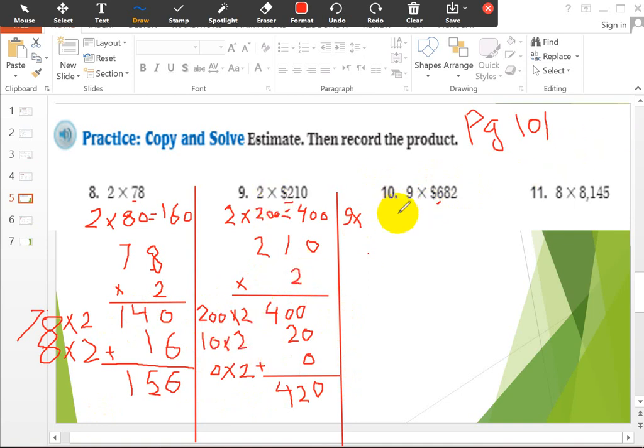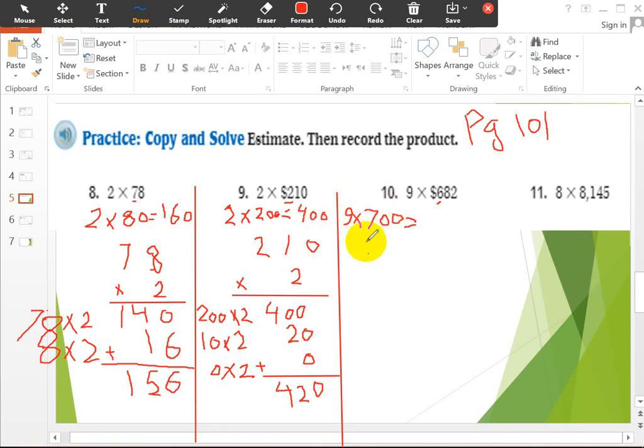Now, 9, here before 6 I have 8. So 8 is larger than 5. That means I will add 1 to the hundreds, so it will be 7. And the digits before it will be 0. I will repeat the hundreds when we finish the estimation. Now, if I want to multiply 7 or 9 by 700, I have to multiply 9 by 7.